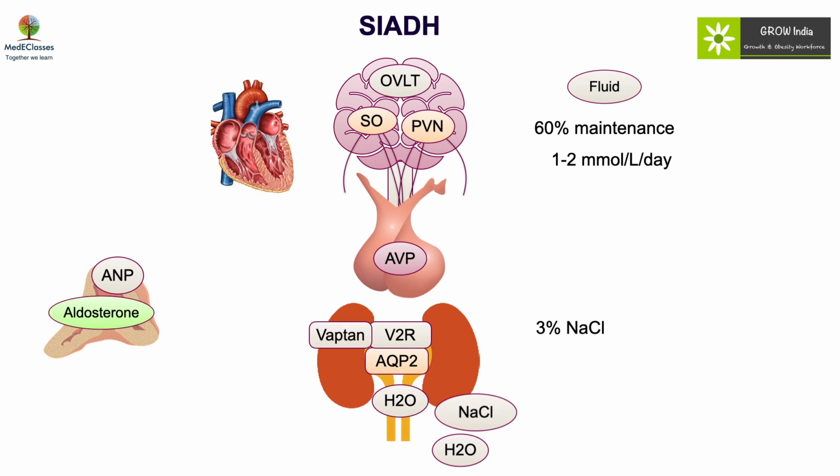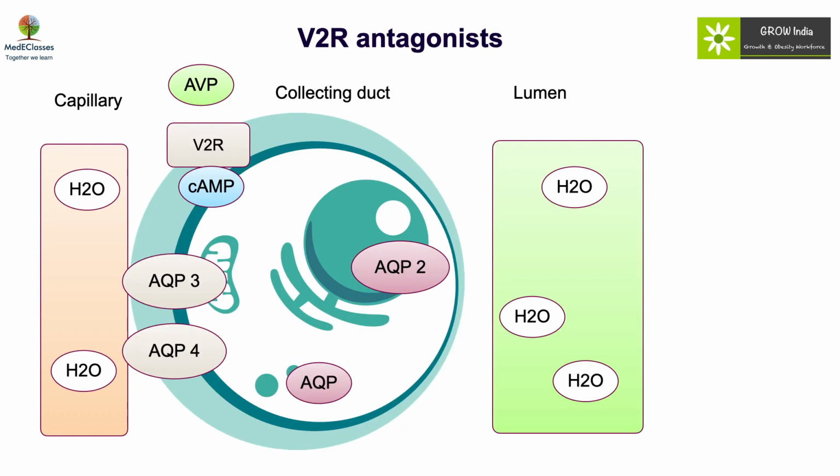Vaptans are a popular choice in adults, but in children they can cause very rapid changes, which will cause a lot of problems. One option, of course, is to induce a nephrogenic DI-like picture with lithium and demeclocycline, which may be helpful in rare situations. Vaptans are the agents which act on the V2 receptor by blocking cyclic AMP production.